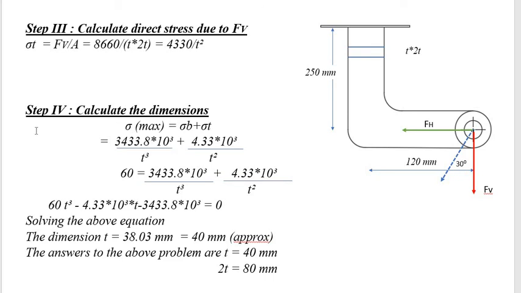Now the last step is to calculate the dimensions. We know the permissible stress, which is given to us as 60. Put the value of sigma b and sigma t. Solve the following equation. You will get the dimension of t as 38.03 mm, that is approximately equal to 40 mm, and the answer for the above problem is t is equal to 40 mm and 2t is equal to 80 mm.